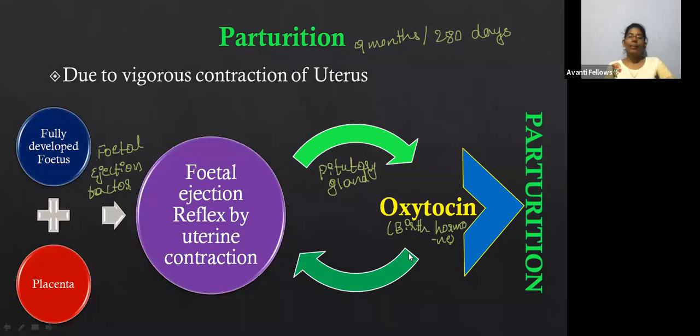So first the fetal ejection reflex causes a little pain, which means a little contraction of the uterus, and that causes the pituitary gland to release oxytocin. Now that oxytocin causes more contractions in the uterus. Oxytocin can also be given by injections. That causes more contractions in the uterus. That is when the mother is going to feel a high amount of labor pains.